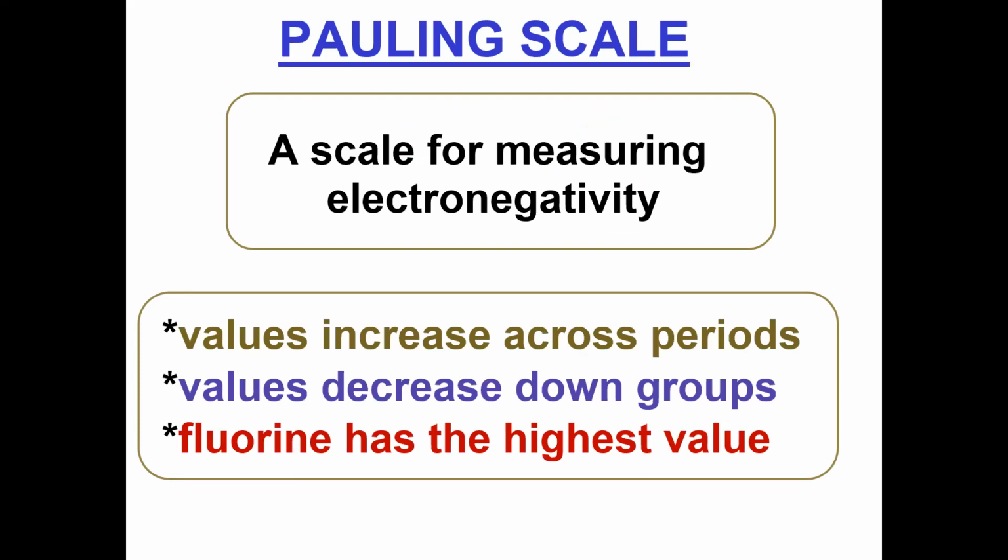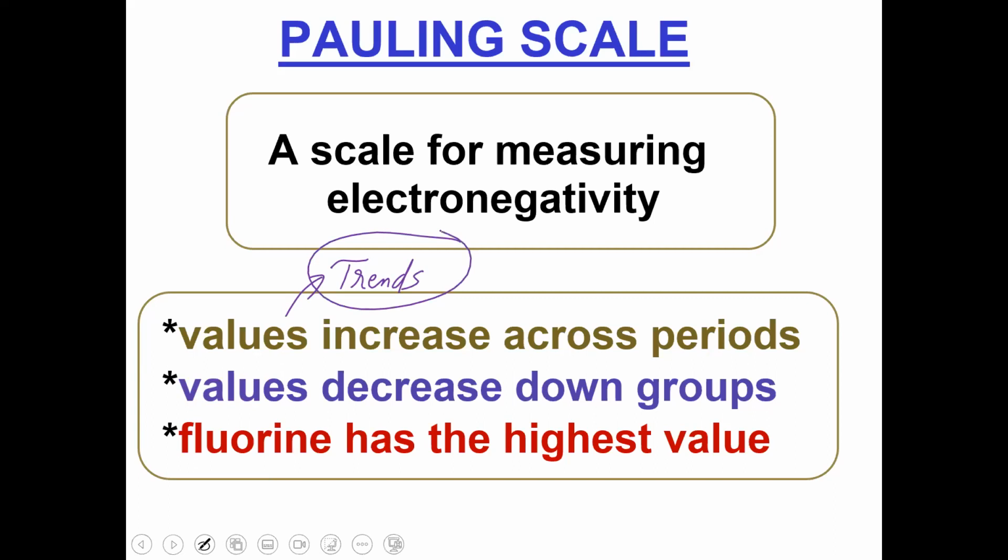Electronegativity is a relative number. Its value increases across the period. Its value decreases down the group. And fluorine has the highest value. Now, I hope you remember this concept when we were doing topic number 2. I told you that these type of statements are very common in chemistry, and what do we call them?